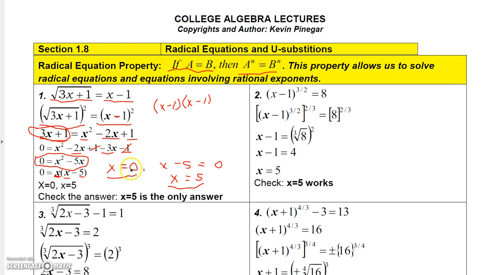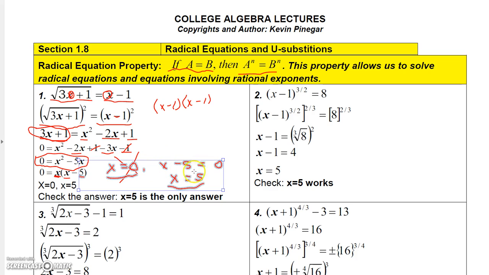So if you plug 0 in, let's go up here and plug 0 in here, well, the left side's going to be the square root of 1, which is 1. But the right side's going to be 0 minus 1, which is negative 1. So that 0 is not going to work. So you got to toss that critter, get rid of it.